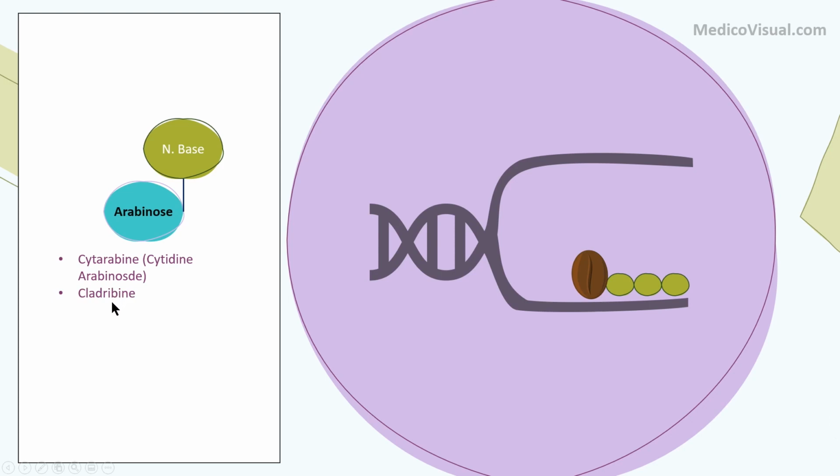Then another arabinose nucleoside is cladribine, which resembles adenosine.